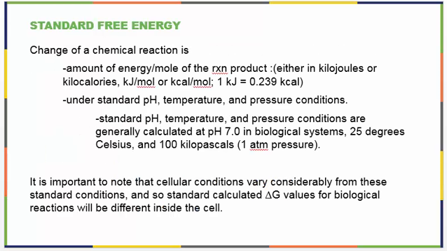The standard free energy change of a chemical reaction is expressed as the amount of energy per mole of the reaction product under standard pH, temperature, and pressure conditions. When we say standard pH, temperature, and pressure, we're talking about a pH of 7, a temperature of 25 degrees Celsius, and about 1 atmosphere. It's important to note that cellular conditions vary considerably from these standard conditions, so the standard calculated delta G values for biological reactions will be different inside the cell. We'll see these values denoted on various things when we talk about cellular respiration and photosynthesis. I would just like you to know where they come from.